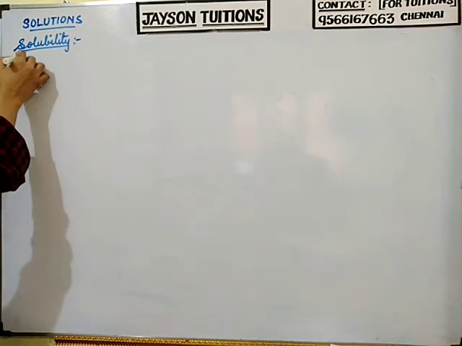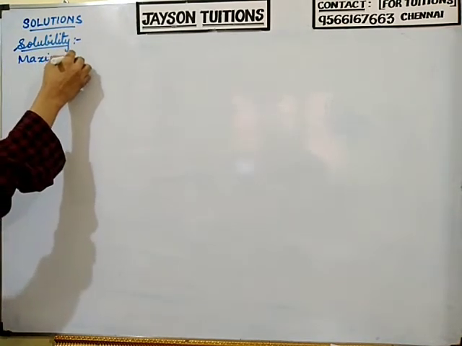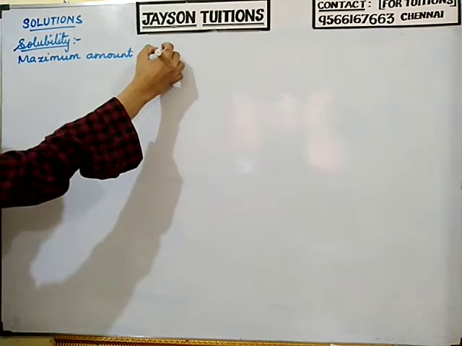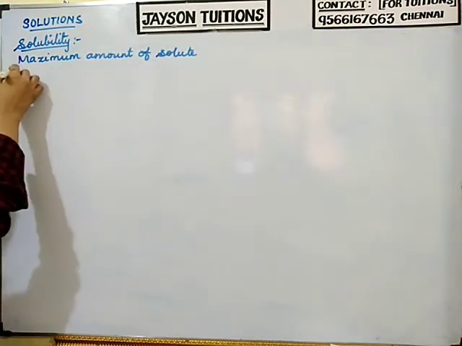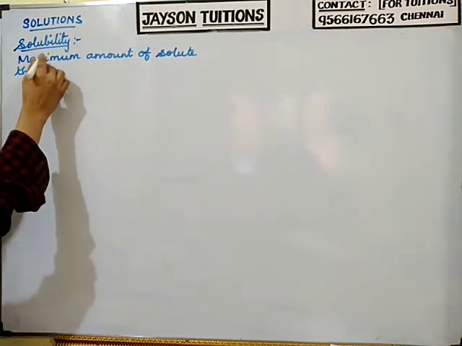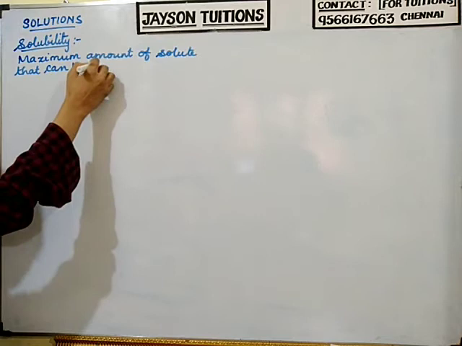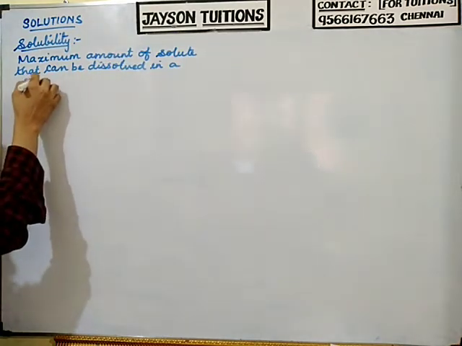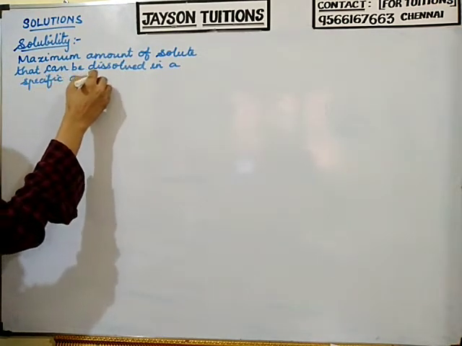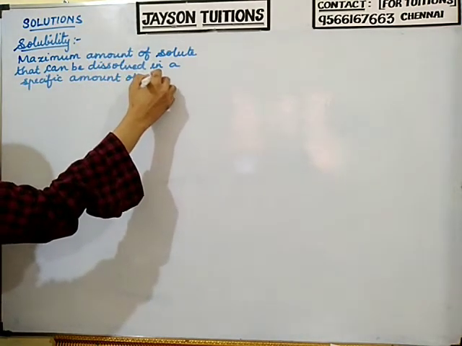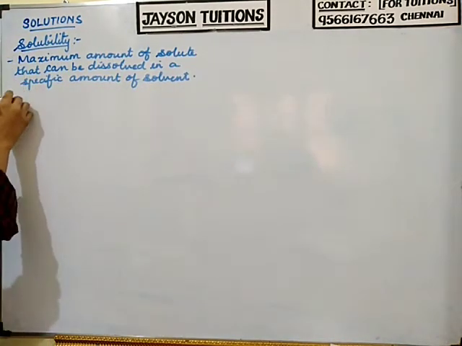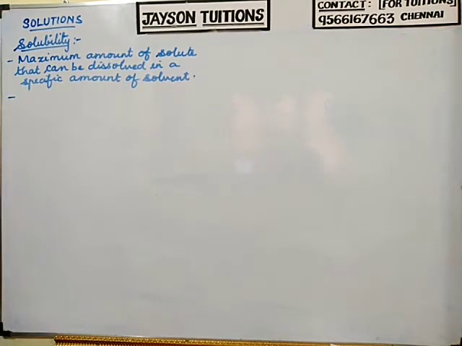So write down: the maximum amount of solute that can be dissolved in a specific amount of solvent is called solubility. So solubility means how much solute can be dissolved in a particular amount of the solvent.